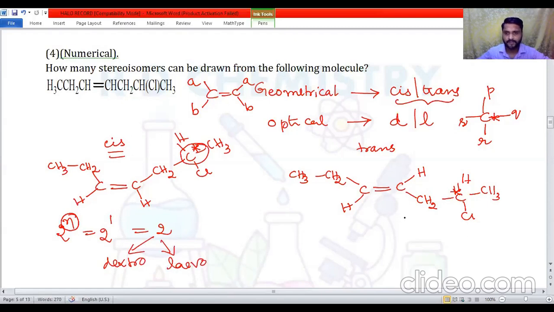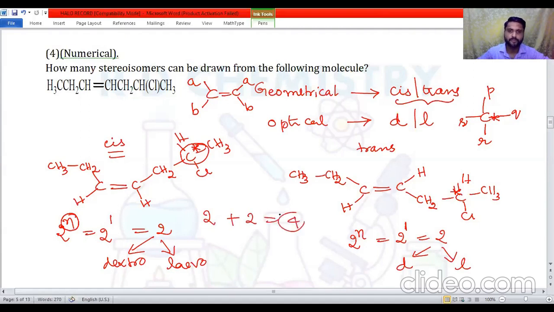Here, this is a trans. How many are possible? 2 to the power n, which is 2 to the power 1 chiral carbon atom, so 2. Here also, trans dextrorotatory and trans levorotatory. Therefore, cis 2 isomers plus trans 2 isomers, altogether 4 isomers are possible. Since it is a numerical type question, we should write the answer 4.00. Right?